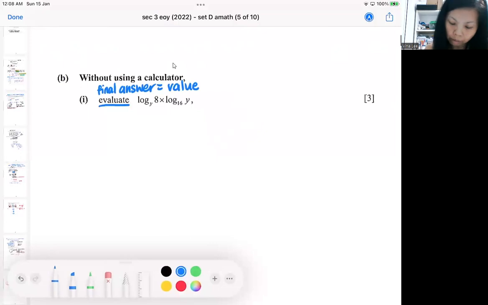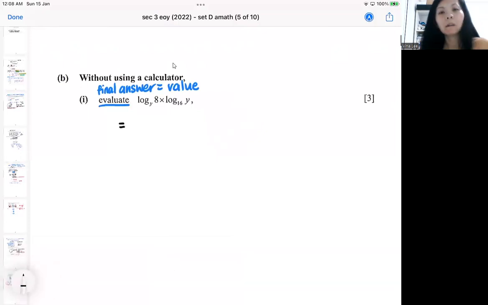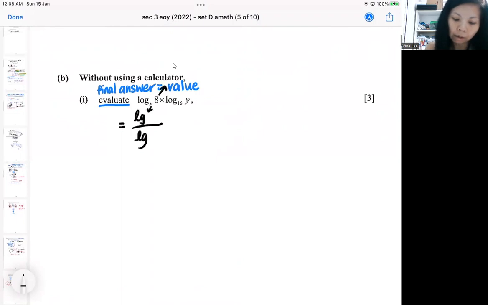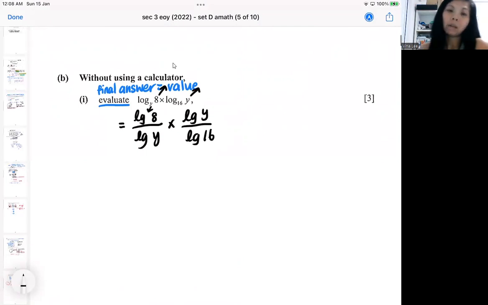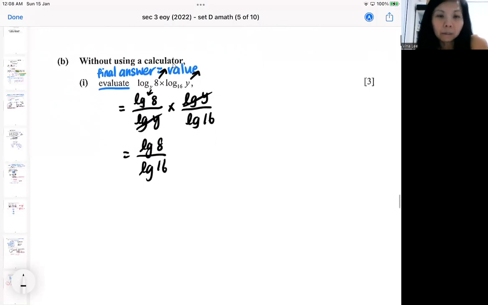If you're not so sure, you can do a common log, which is log base 10. Do a log base 10. If you have done your change of base correctly, you realize that you already can cancel. If you can execute until here, you will already have gotten some method marks.